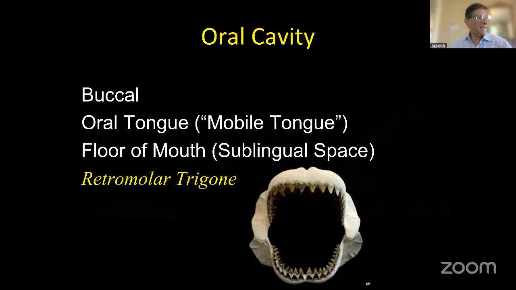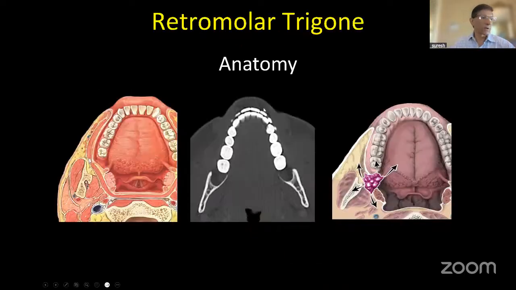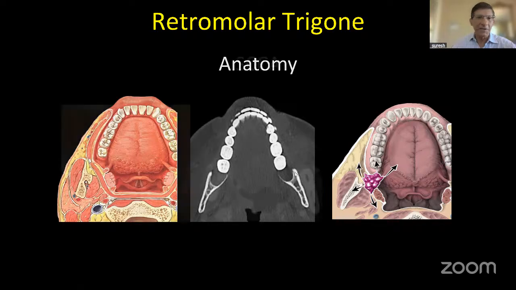So the last two areas that we're going to talk about are the retromolar trigone and the hard palate. So the retromolar trigone, the way we identify this is the central incisor, lateral incisor, canine, first premolar, second premolar, first molar, second molar, third molar. And that area behind the third molar is the retromolar trigone. So if you've ever had your wisdom teeth removed, congratulations, you have the largest retromolar trigones on this seminar.